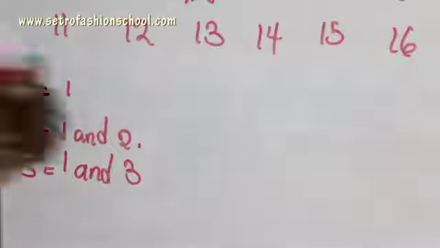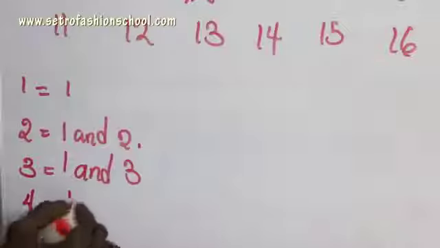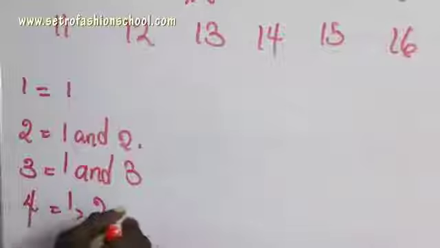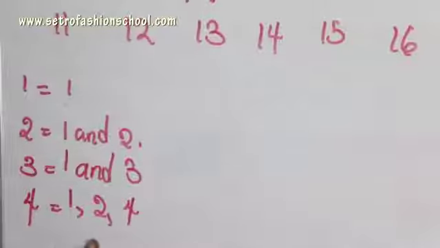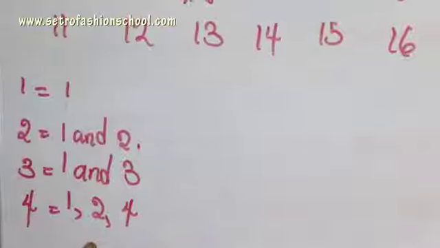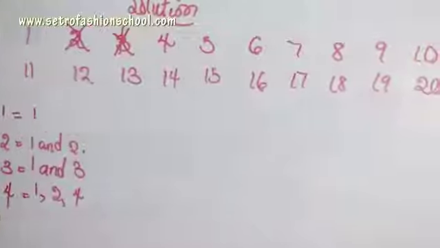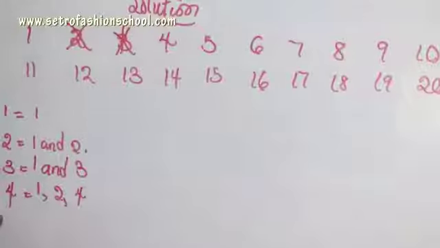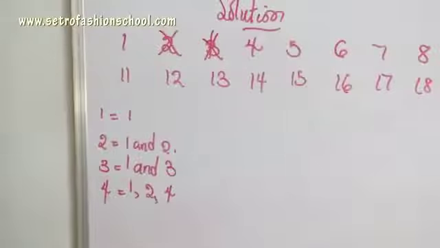Now 4. Check your 4. 1 can go in 4, 2 can go in 4, 4 can go in 4. Look at this. This one has more than 2 factors. So is 4 a prime number? No, 4 is not a prime number. So we are not going to take away 4 there.